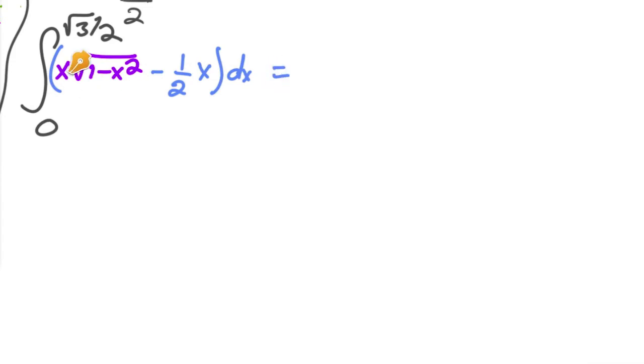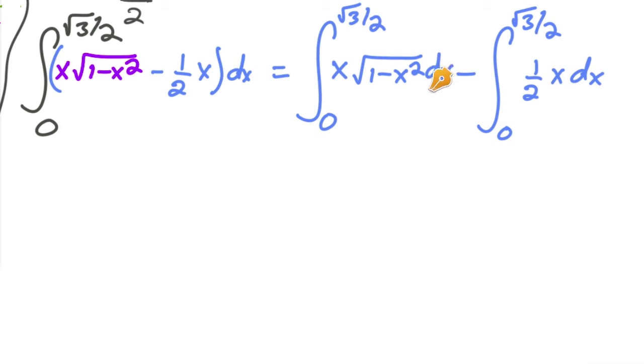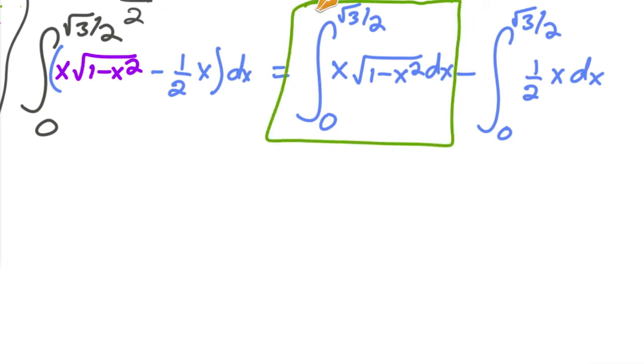So why don't I, instead of doing it as one whole integral, because in this section we're going to have to use integration by substitution. So I'm going to break this up into the integral from 0 to root 3 over 2 of x square root of 1 minus x squared, and then minus the integral from 0 to root 3 over 2 of 1/2 x dx. Okay, so let's work on this one first, because this one's a little harder.